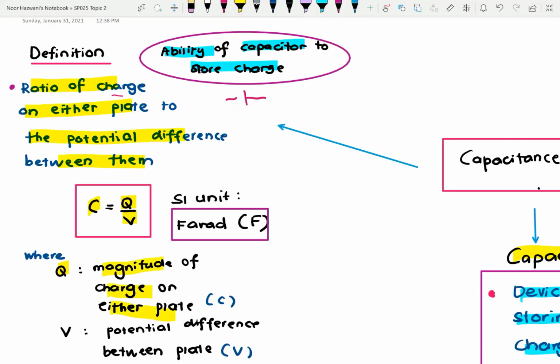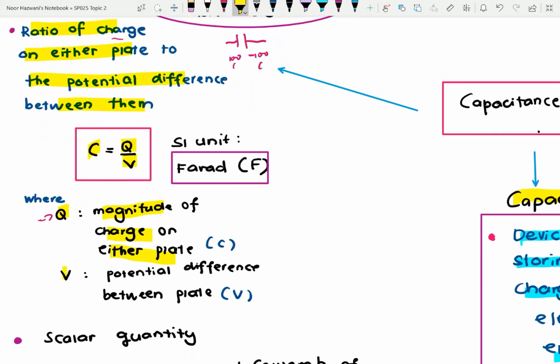So charge yang disimpan oleh kapasitor ni, okay, satu positif, and then another one is negative, contoh macam tu lah kan. Satu positif, satu negatif. Tapi bila you nak substitute Q di sini, make sure you just substitute in the magnitude of the charge on either plate. Maksudnya salah satu, okay. And then V is the potential difference between the plate. And then you have to make sure that you punya magnitude of the charge should be in coulomb and you punya potential difference is in volt.